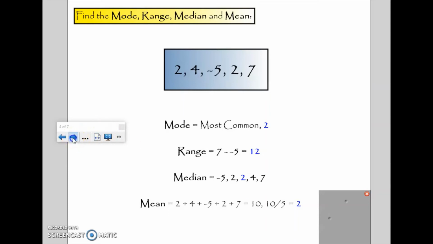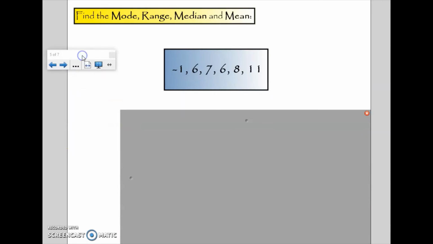Okay, last example from me. So we have a data set here: -1, 6, 7, 6, 8, and 11. Notice that there are 6 values in this data set. There is an even amount of values in this data set. That's going to cause a slight difference when we work out the median. In the previous 3 questions, we've always had an odd number of data in our data set, which has resulted in a single number being left in the middle.